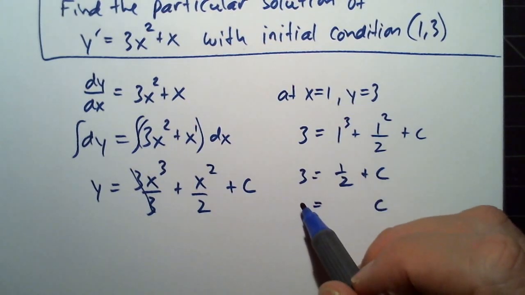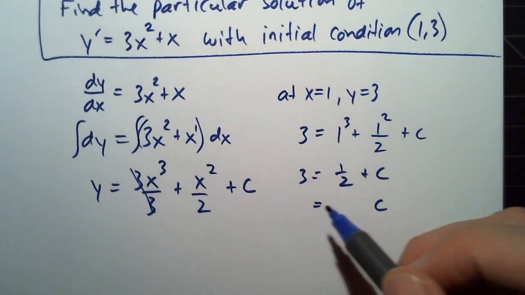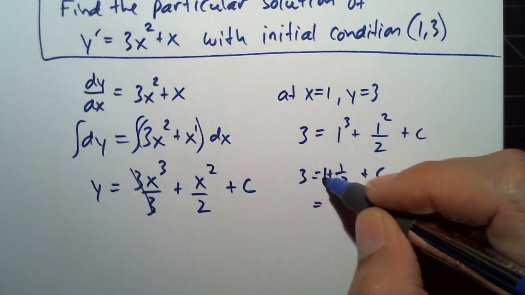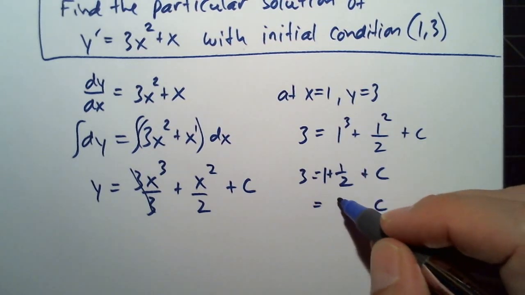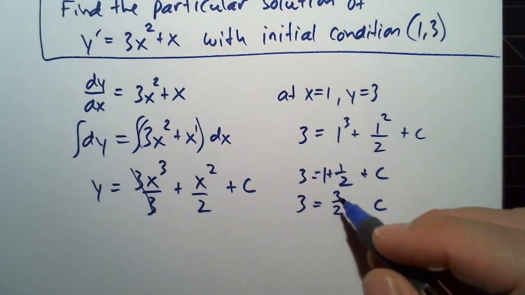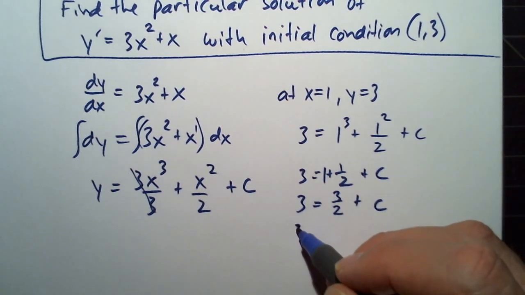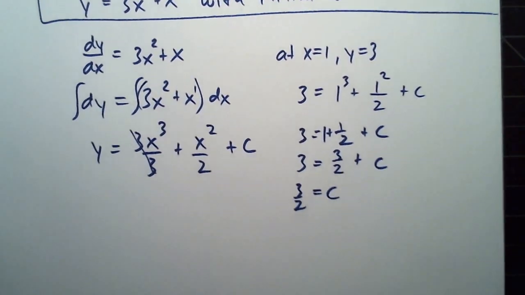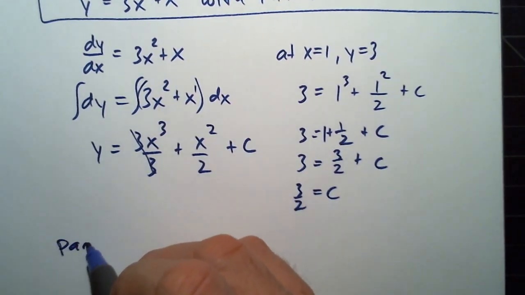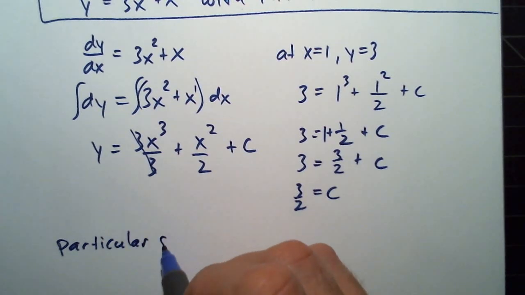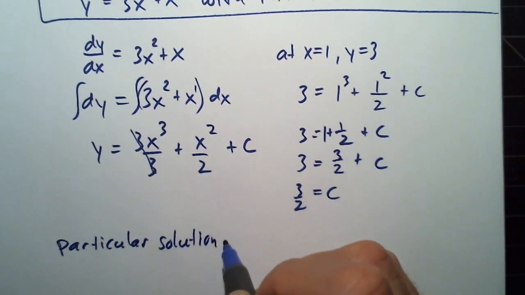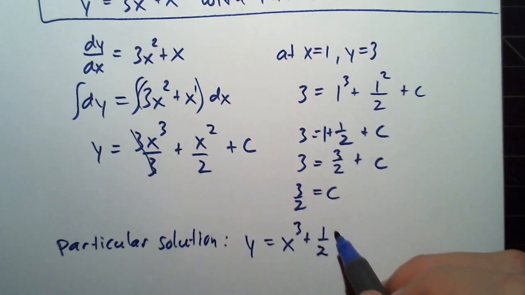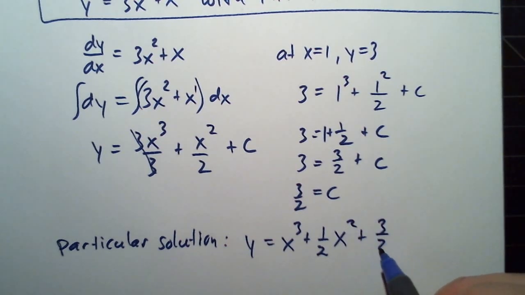Subtract a half, and we'll get 3. Okay, there's a 1 there still. 1 cubed, so 1 plus a half. So we have 3 halves. And we're going to subtract, so we get 3 halves equals c. And now we know the particular solution is x cubed plus 1/2 x squared plus 3 halves.